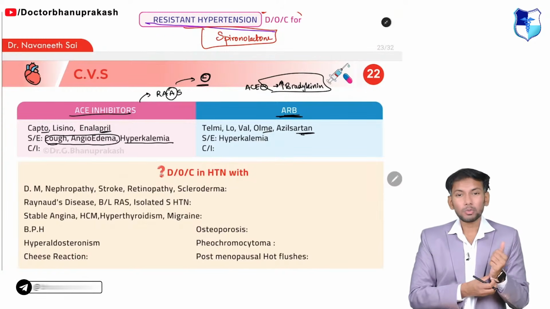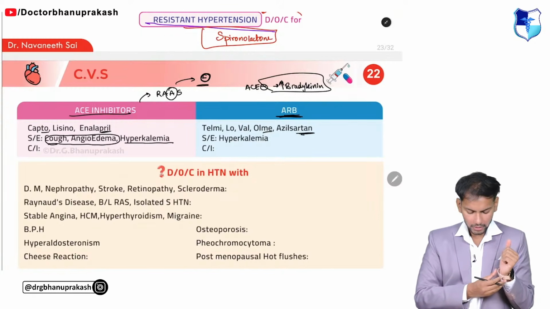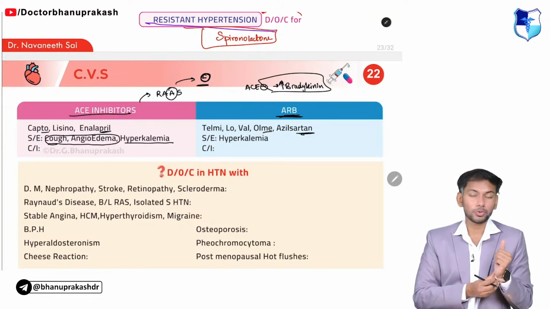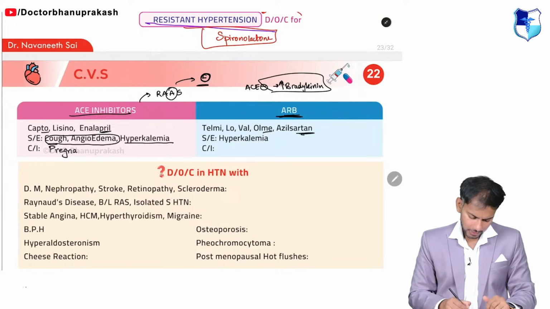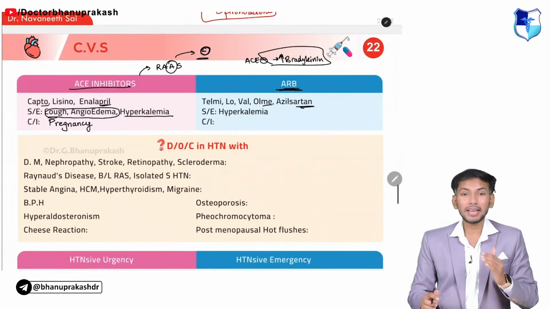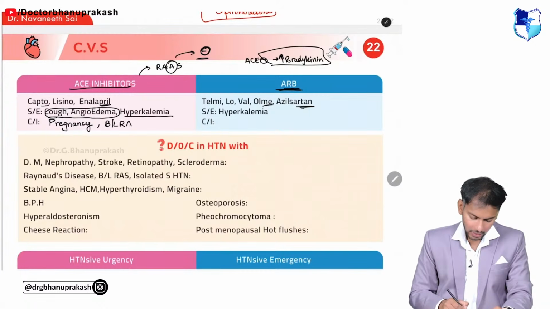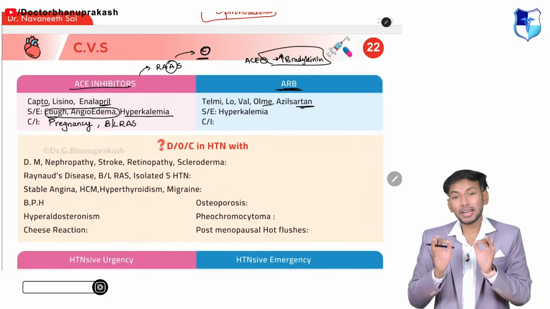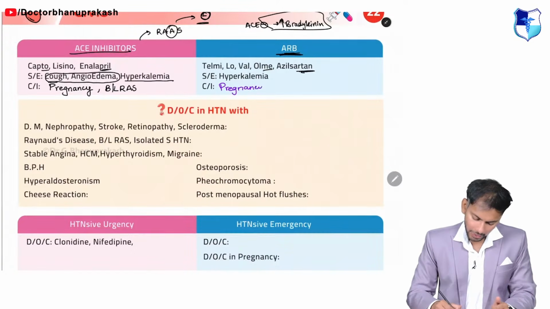Now, what are going to be the contraindications in these drugs? These are teratogenic drugs. So, can you use them in pregnancy? No, obviously. These are contraindicated in pregnancy. And also bilateral renal artery stenosis. You cannot use them. You can use them in unilateral renal artery stenosis, but not in bilateral. It is contraindicated. So remember this. Contraindications are pregnancy and bilateral renal artery stenosis.